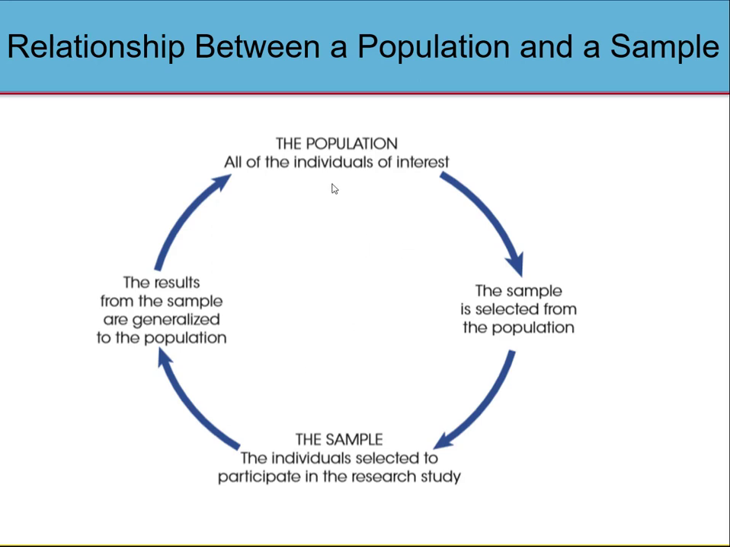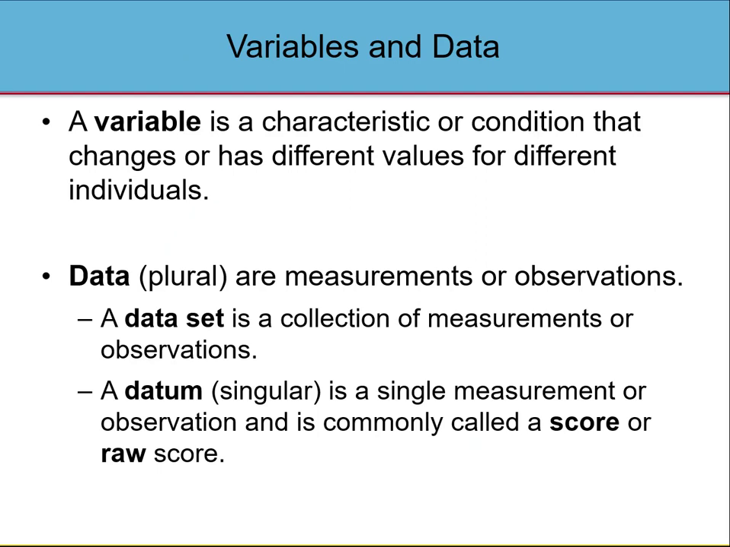So the way this works is you have the population, which is all the individuals of interest. From them, we select a sample, and then from the sample, these are the people that were participating in this research study. Either we sent as many people as we could get a survey, and the people who self-select into the survey are the ones who are our sample. We generate our findings, we get the results, and then we try to generalize back to the population. All right, so we have a variable, which is a characteristic or condition that can change or have different values.